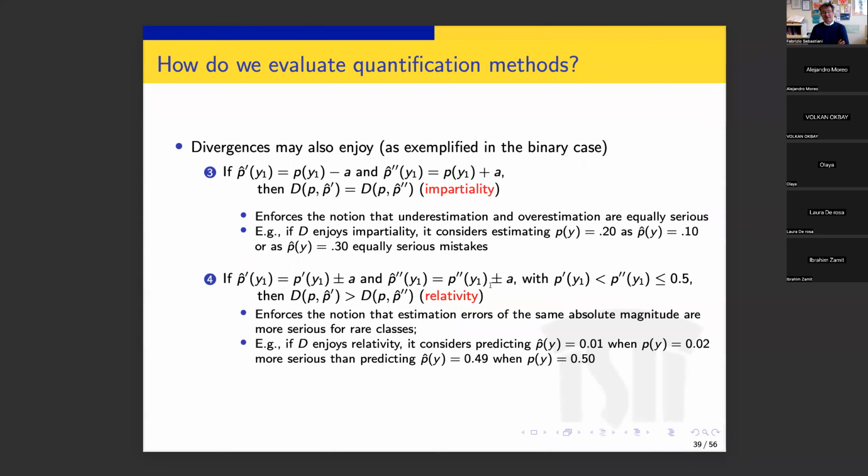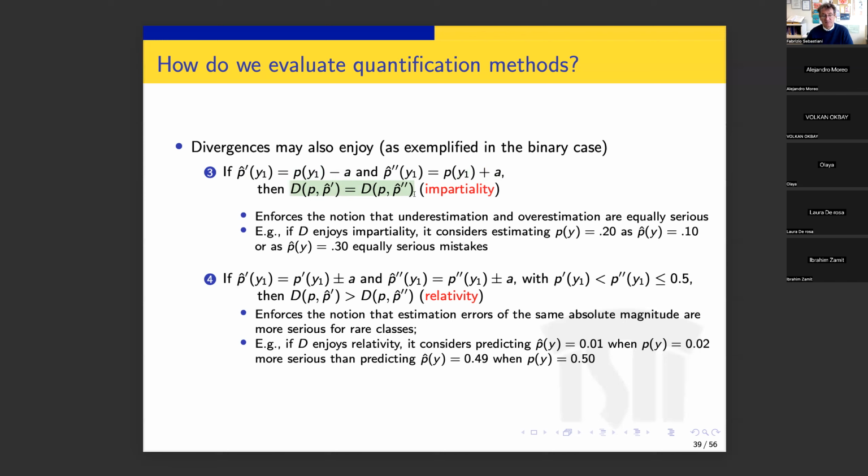Instead, among divergences, there are two other properties that may be of interest in quantification, called impartiality and relativity. Impartiality is slightly clumsy to read, but let's say we have a predicted distribution that underestimates p_Y by a certain value a, and a second predicted distribution that instead overestimates the prevalence of the class by the same amount. Then these two distributions evaluate to the same score.